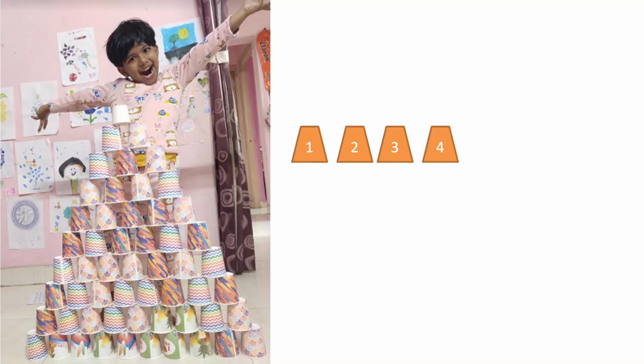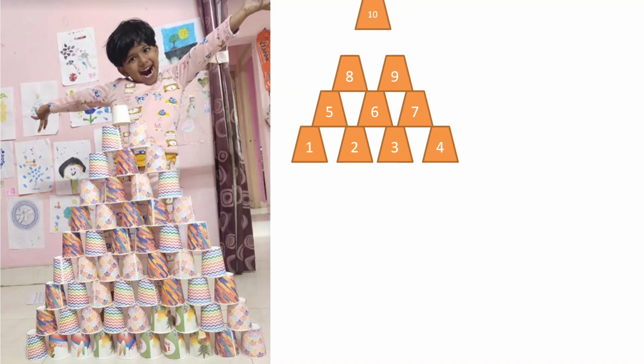Just imagine we started with, say, four cups in the base, and we go on adding layers. So this is the second layer, third layer, and fourth layer. For four layers of tower, we need a total of 10 cups. Observe carefully that for each layer, the number of cups is reduced by 1. For the base it was 4, for the second layer 3, third layer 2, and fourth layer 1. And the total number of cups that we have used is 10.